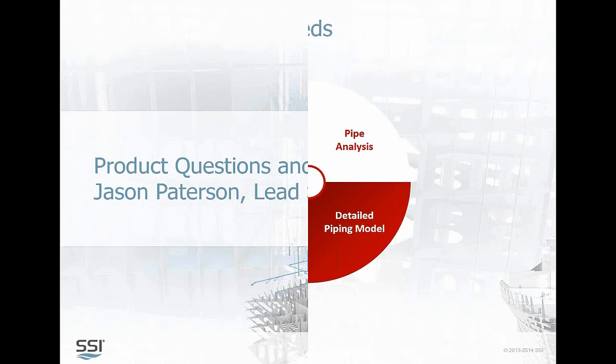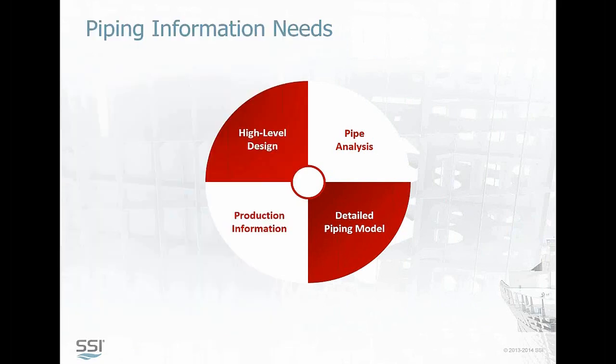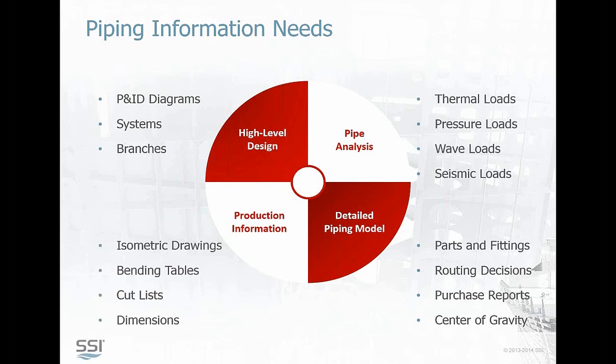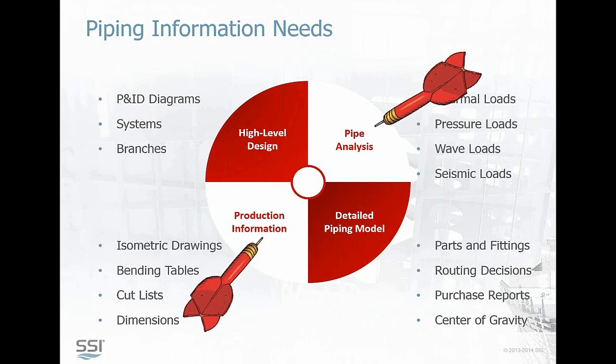Just to set the stage, shipbuilding has a lot of different information needs related to pipe. For example, high-level design, things like P&ID diagrams, the systems and branches, detailed piping modeling, your parts and fittings, routing decisions, purchase reports, center of gravity, pipe analysis such as thermal loads, pressure loads, wave loads, and the production information, of course, your isometric drawings, your bending tables, cut lists, and dimensions. And PipeLink is intended to particularly address the pipe analysis and production information, although the other aspects are related.